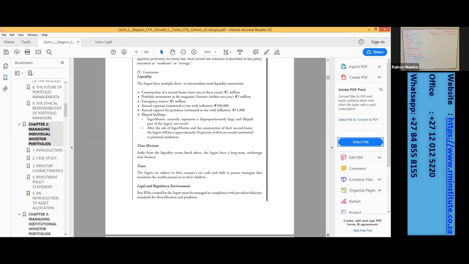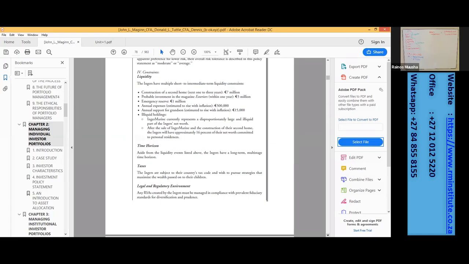Then when it comes to the time horizon, they say aside from the liquidity events listed above, the Ingas have a long-term multi-stage time horizon, mainly because they are able to withdraw money over time. The first stage is between now and retirement. After that, they will be looking at the post-retirement stage, which basically means they have a multi-stage time horizon.